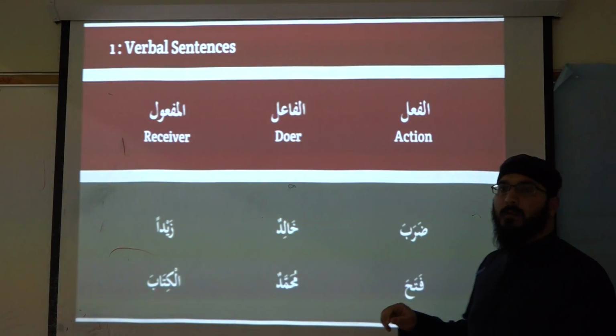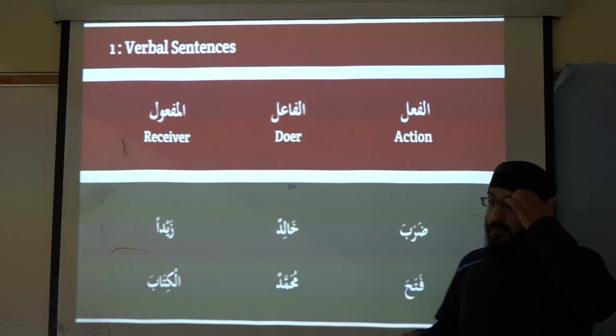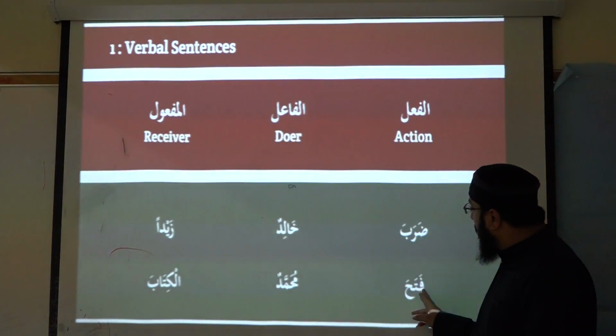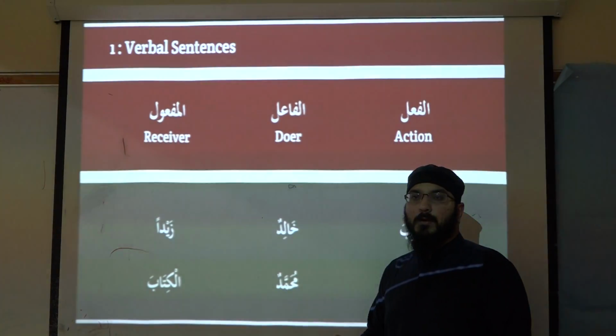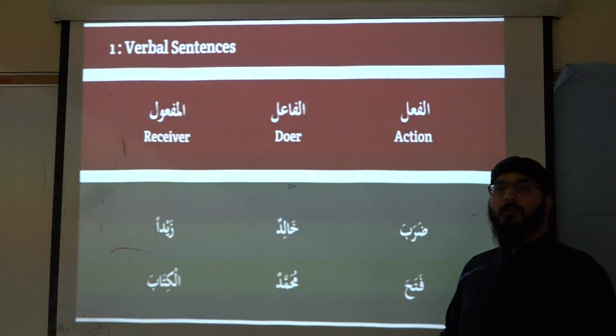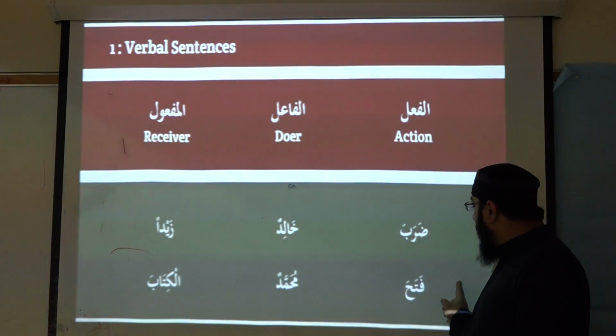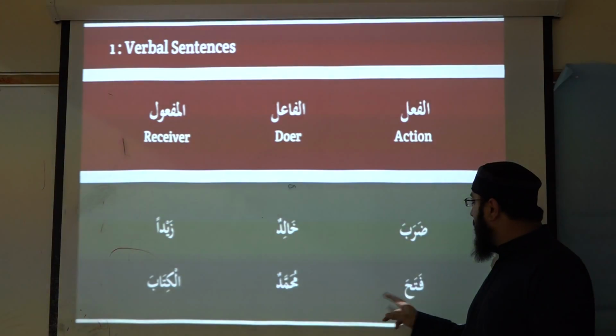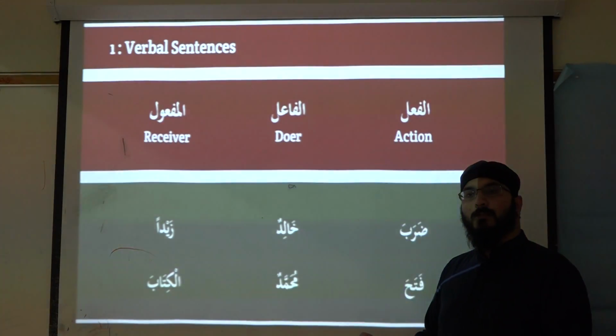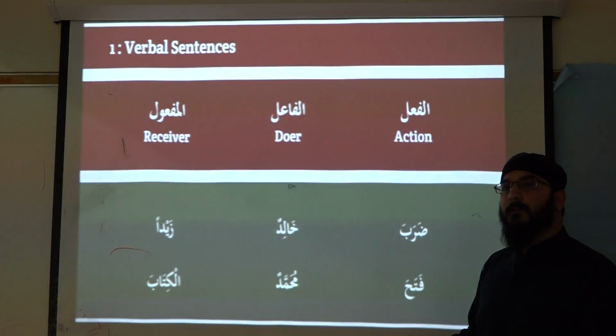So if you read that in a sentence, how would that be? If I read this in Arabic, it would be Fataha Muhammadun al-Kitaba. And you said that the order doesn't matter. No. So I could say Muhammadun Fataha al-Kitaba, or I could say Fataha al-Kitaba Muhammadun. They all mean the same thing. Yeah, all mean the same thing.